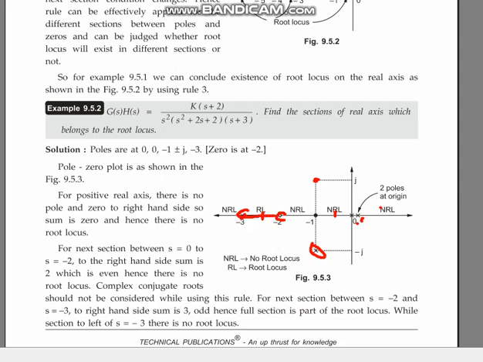After minus 3, take one point, and on the right hand side of this one check how many roots are there. We should not consider the complex roots. See, one root at minus 3, one root at minus 2, and two roots at 0. So even number. So after minus 3 it is not a root locus branch. So keep in mind that while identifying root locus branches we are not considering complex roots.